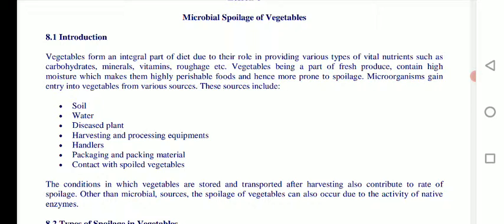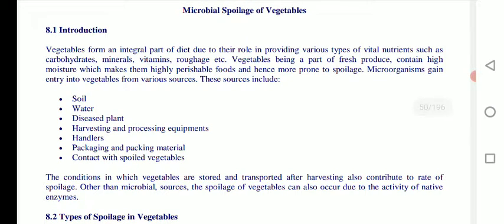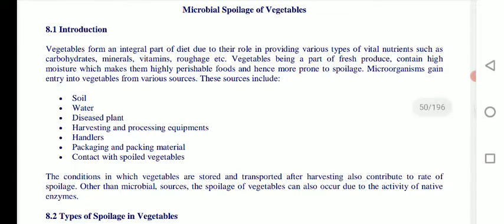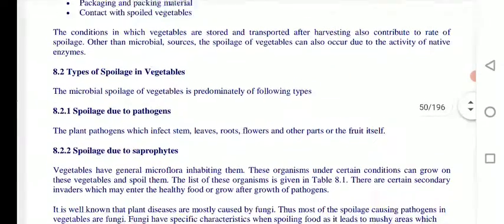They are more prone to spoil. Microorganisms gain entry into vegetables from various sources, and these sources include soil as well as water, diseased plants, harvesting and processing equipment, handlers, packaging and packing material, and contact with spoiled vegetables. So these are different sources through which microbes can enter into the vegetable and cause spoilage.